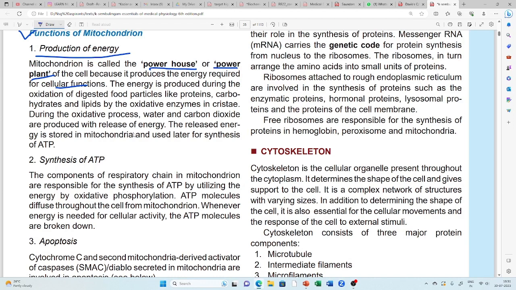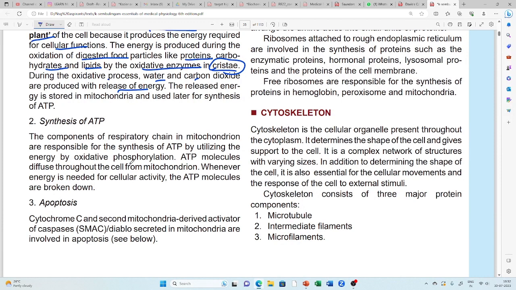ATP. The energy is produced during oxidation of digested food particles like protein, carbohydrates, and lipids by the oxidative enzymes in the cristae. This oxidative process or metabolism of these nutrients like proteins, carbohydrates, and lipids occurs in the cristae of mitochondria. During the oxidative process, water and carbon dioxide are produced with the release of energy. Along with the energy, water and carbon dioxide are also produced from mitochondria. Okay.